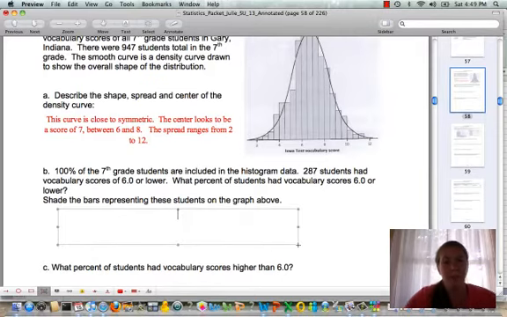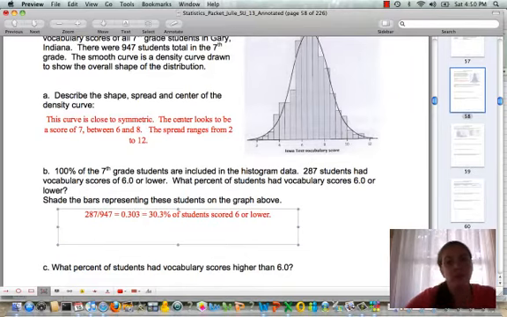So to find the percent, we're going to say 287 out of 947, and we'll use division to figure out that that is 0.303, which is 30.3% of students. So 30.3% of students scored 6 or lower.